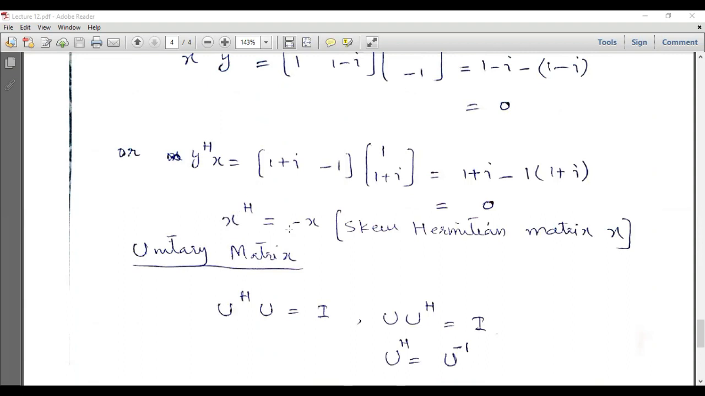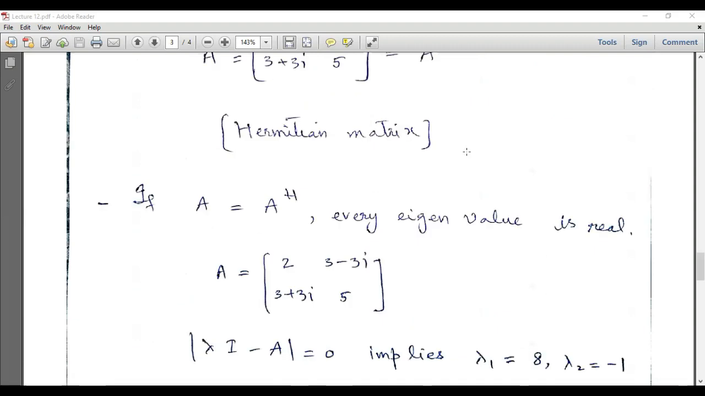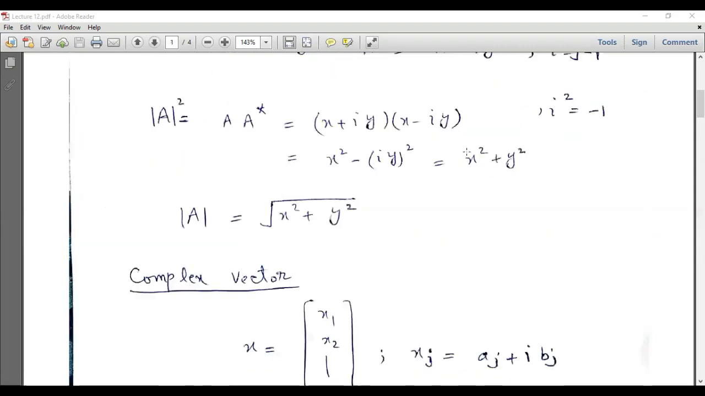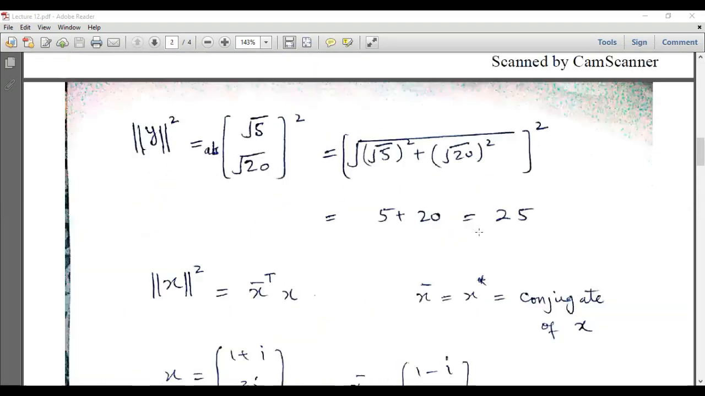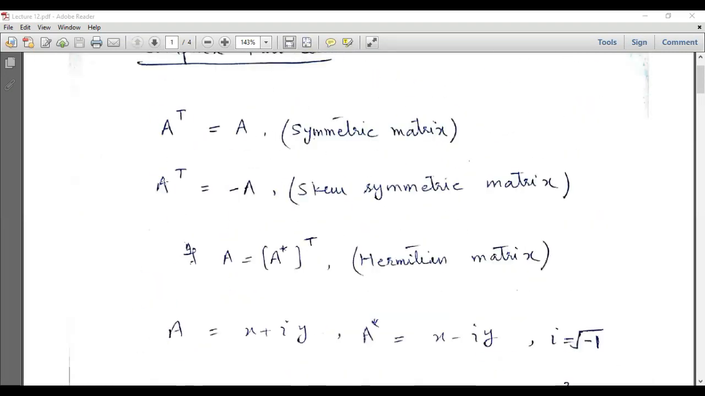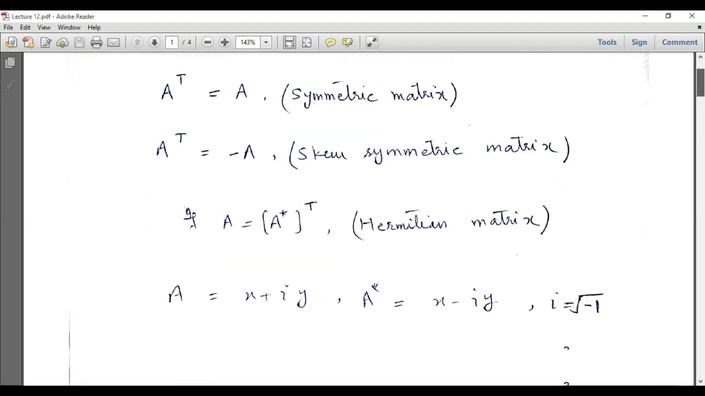Now, if A Hermitian is equal to minus A, then the A matrix will be skew Hermitian. Like in the previous case, we studied that if A transpose is equal to minus A, then the A matrix is called a skew symmetric matrix. Similarly, if A Hermitian is equal to minus A, then the A matrix is called a skew Hermitian matrix, right?